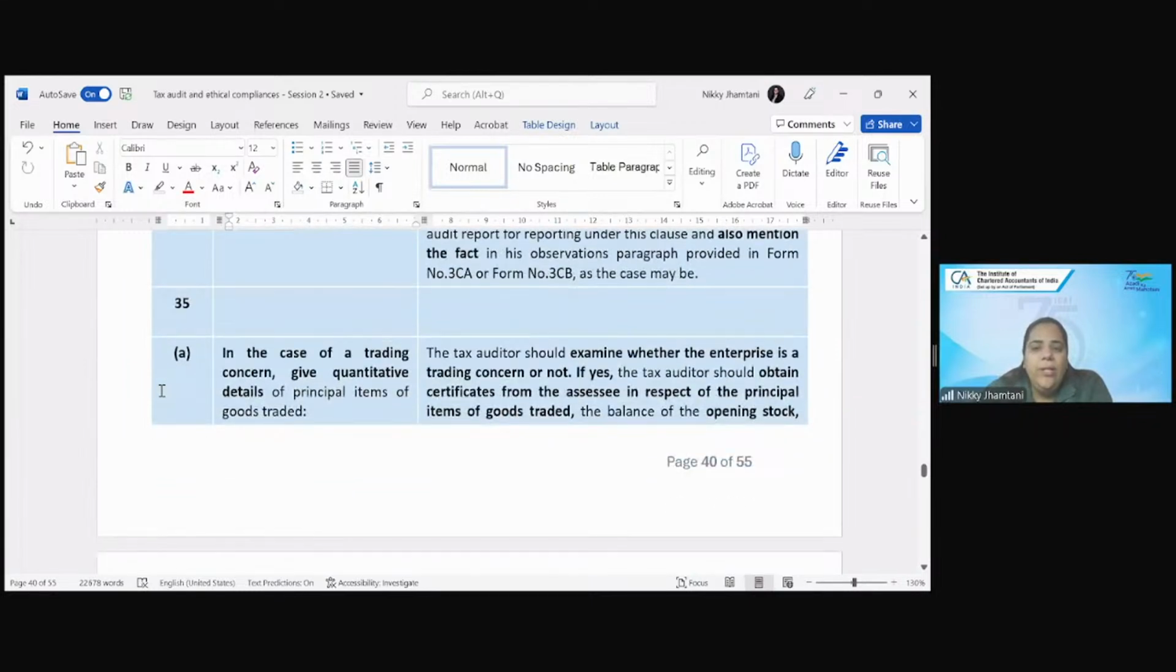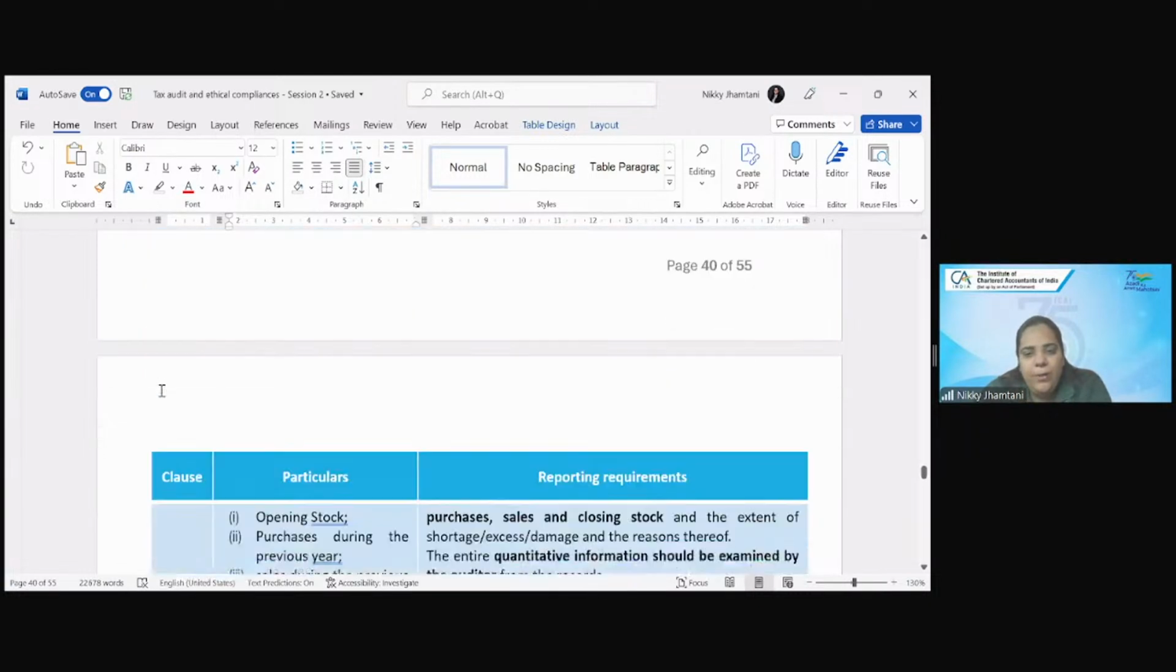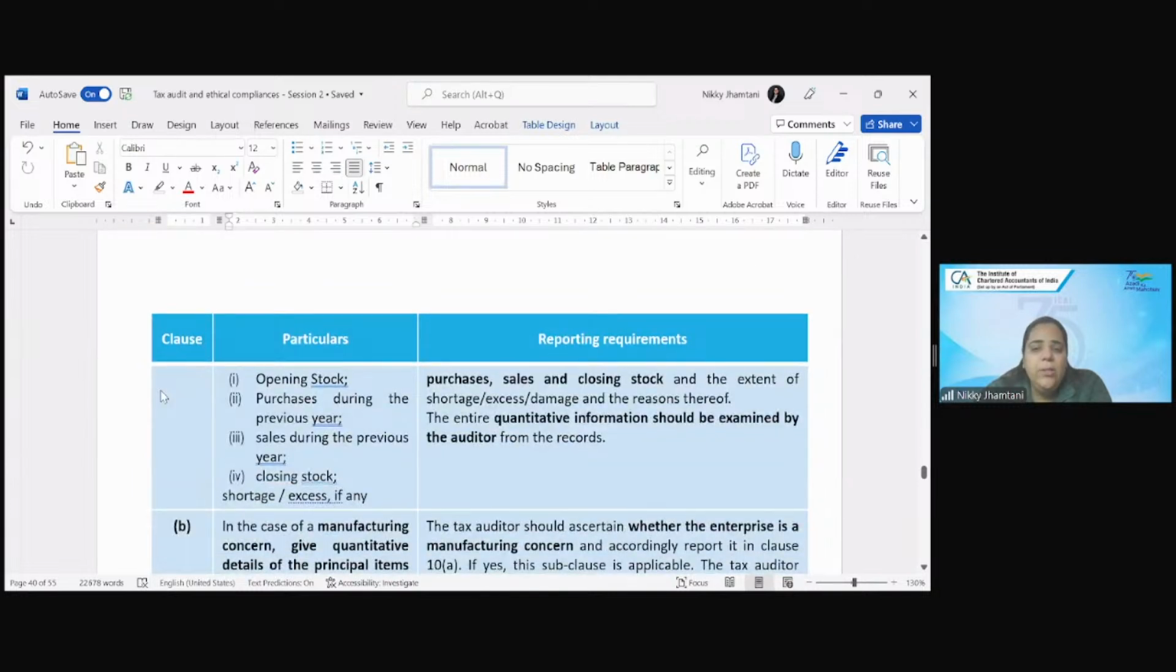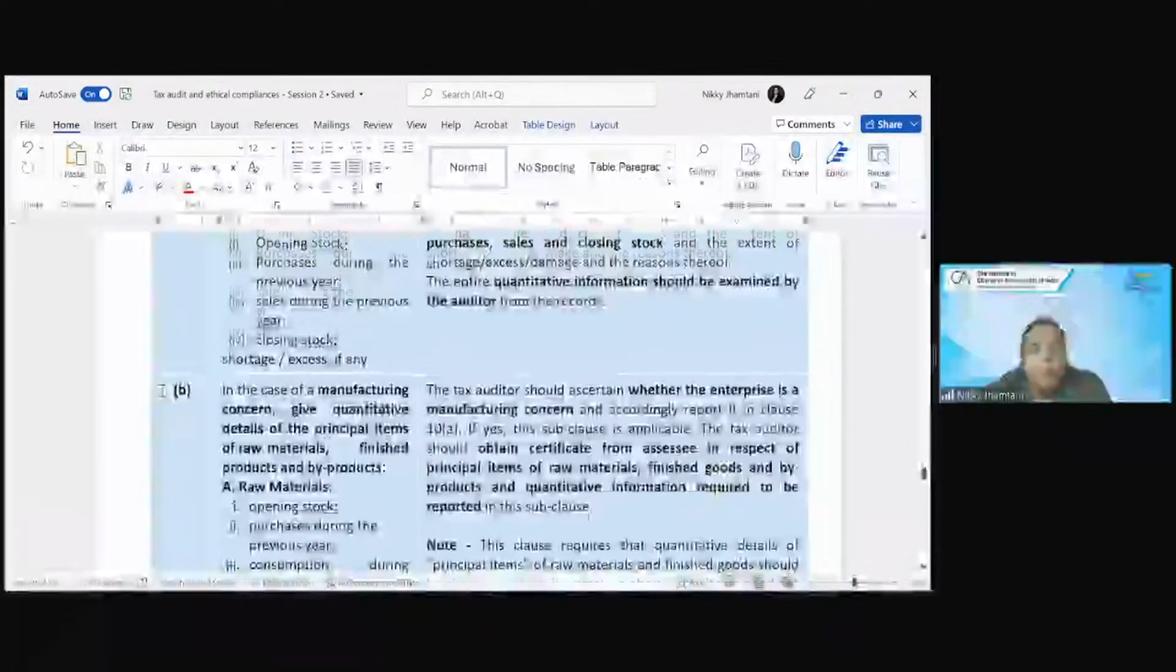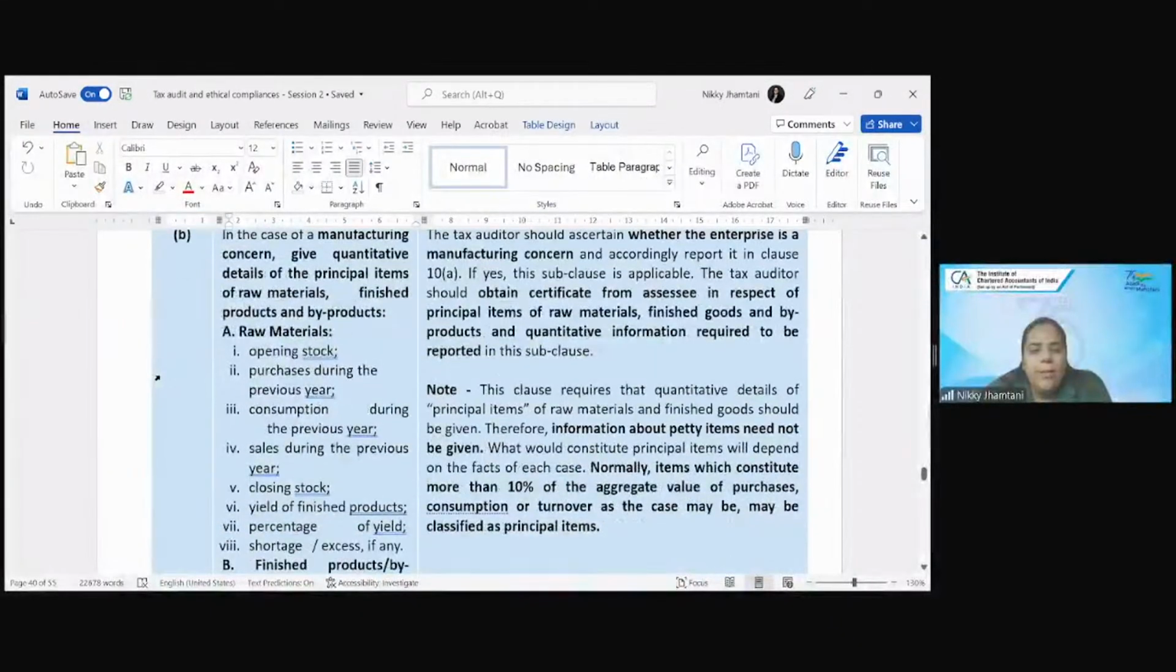The tax auditor should examine firstly whether the enterprise is a trading concern or not. If yes, the tax auditor should obtain certificates from the assessee in respect of the principal item of goods traded, the balance of the opening stock, purchases, sales and closing stock, and the extent of shortage, excess, damage, and the reasons thereof. The entire quantitative information should be examined by the auditor from the record. Record से पूरी examine करनी है.